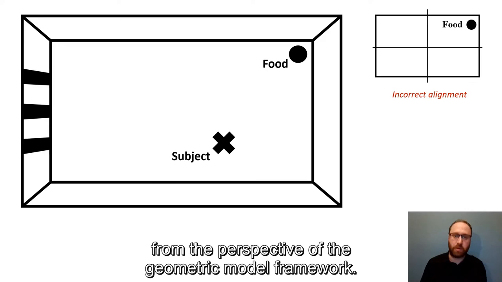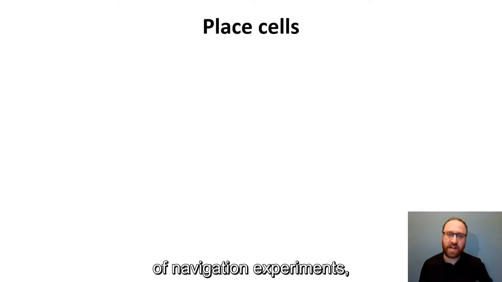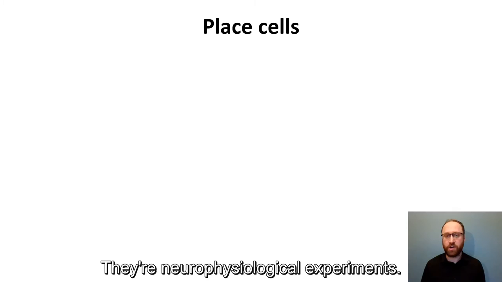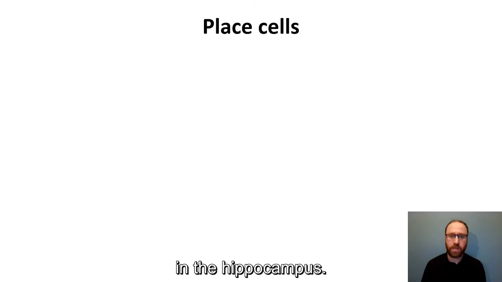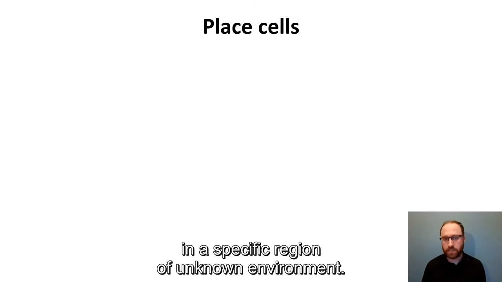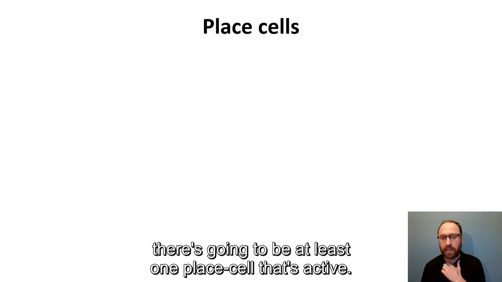Okay, now I want to talk about a different class of navigation experiments, which rely on single cell recording methods in neuroscience. There are neurophysiological experiments. Perhaps the most famous finding from neurophysiological experiments is the discovery of so-called place cells in the hippocampus. A place cell is a neuron that fires in a specific region of a known environment. They also tile the environment. So at every location in a known environment, there's going to be at least one place cell that's active.